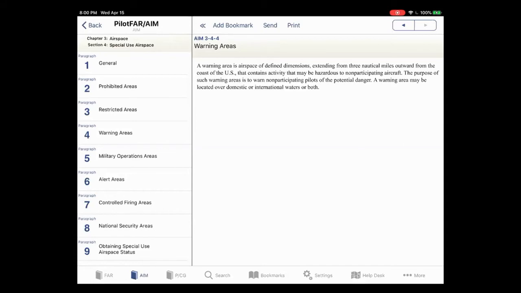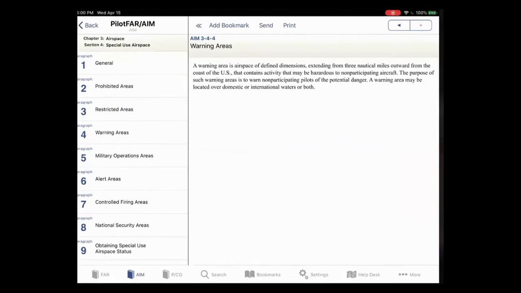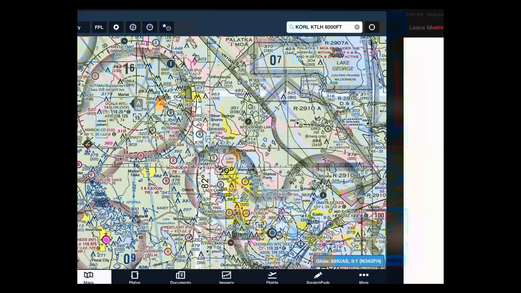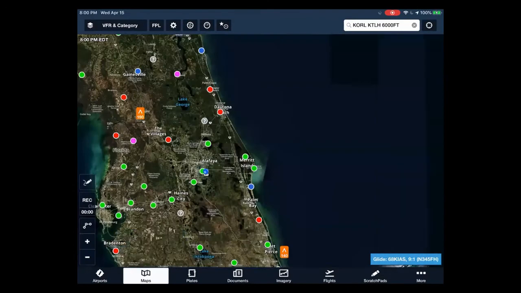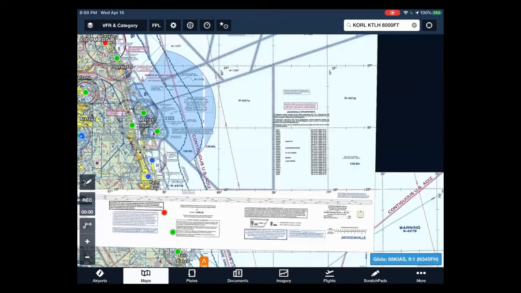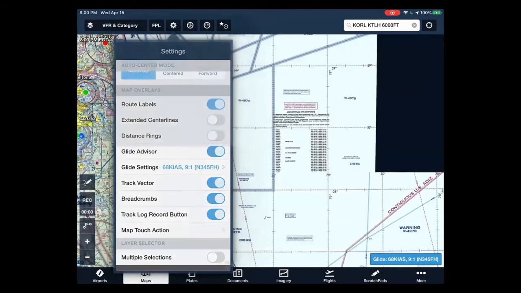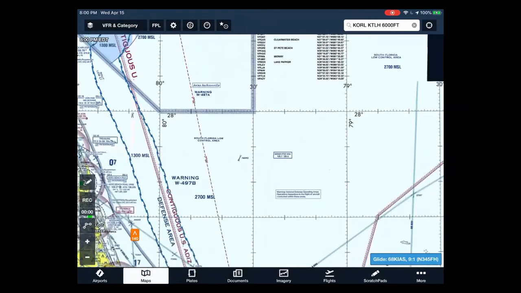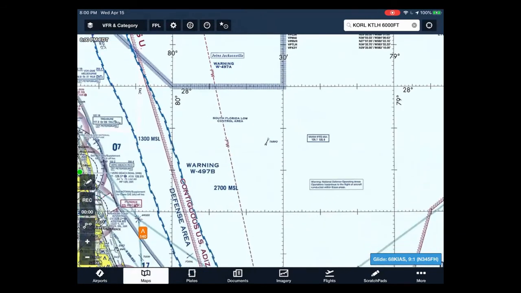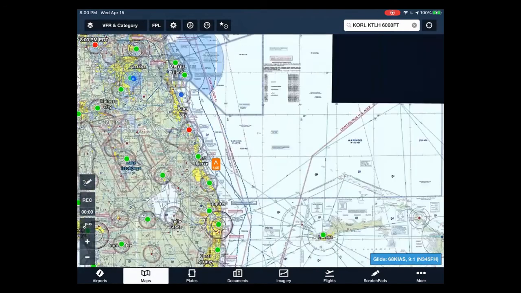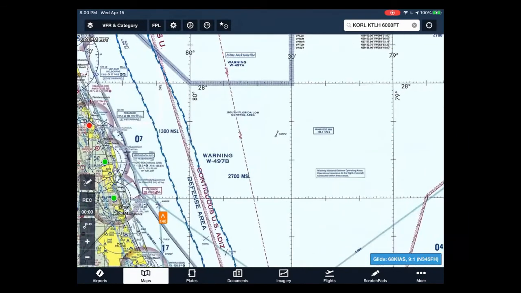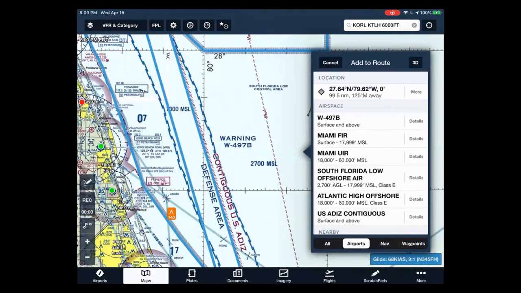If we take a look at an example, say, for example, one of the warning areas that you may find yourself being considerate of. Let me turn off that map touch action just to streamline things. Warning area W497B certainly could be part of the equation flying to the Bahamas. If you're familiar with ForeFlight, as you would imagine, you can certainly interrogate it with a press and hold, and you can see it's from the surface and above. So that's not very helpful. Basically from the surface to space.